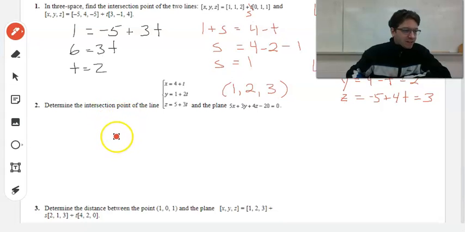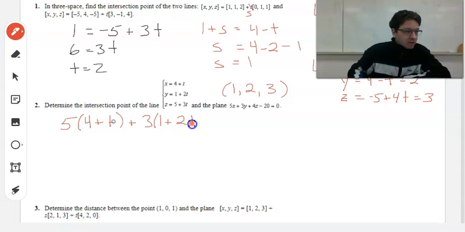All right, so looking at the second question, we're trying to determine the intersection point of this line, which they give us in parametric form, and that plane. To do that, we're going to take the equation of the plane, which is 5x, but we're going to substitute the parametric form of the equations in for x, y, and z. So instead of x, we will have 4 plus t. Plus 3y, but our y is 1 plus 2t. Plus 4z, but our z is 5 plus 3t.